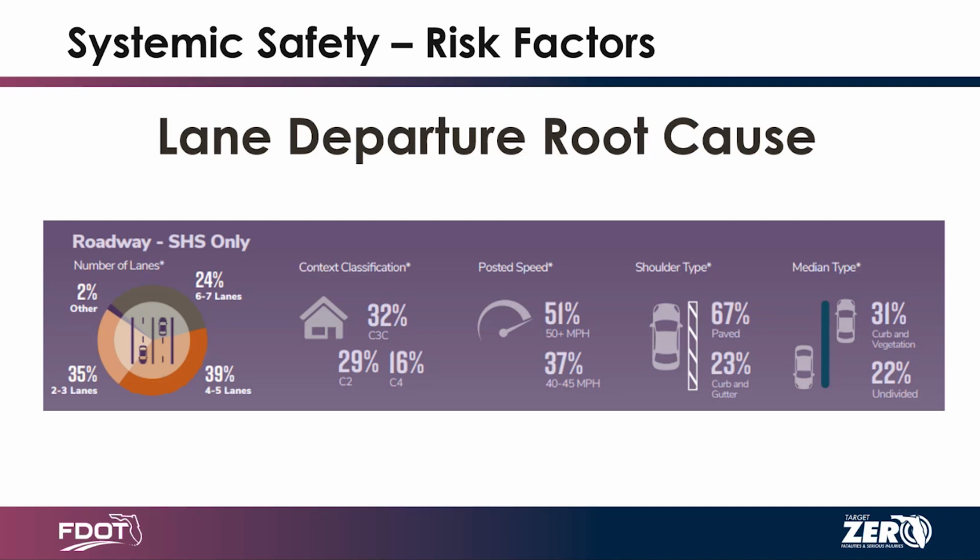Shoulder type, 67% paved, 23% curb and gutter. So does 67% paved shoulders mean that they contribute and they are a risk factor to lane departure? Probably not. There are some theories in some locations that by making the road safer, speed increases. I think that's it depends, and that's a very nuanced judgment call. What it really means is that most of our facilities have paved shoulders. The vast majority of them do, because it's not looking at the width of the paved shoulder, it just matters if it exists in that analysis.